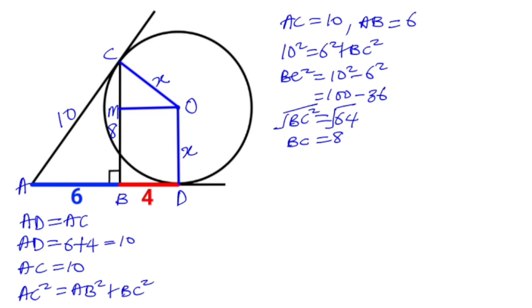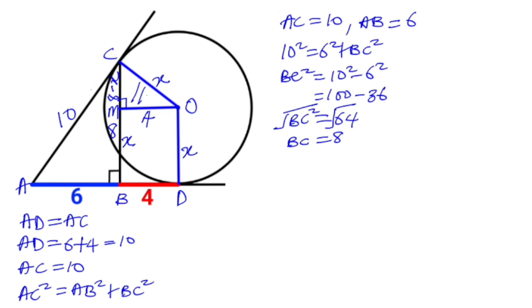Observe that MB is equal to OD, which is equal to x. MO is equal to BD, which is equal to 4. Since BC is equal to 8, and MB is equal to x, to find CM, we subtract MB from BC. Therefore, CM is equal to 8 minus x.